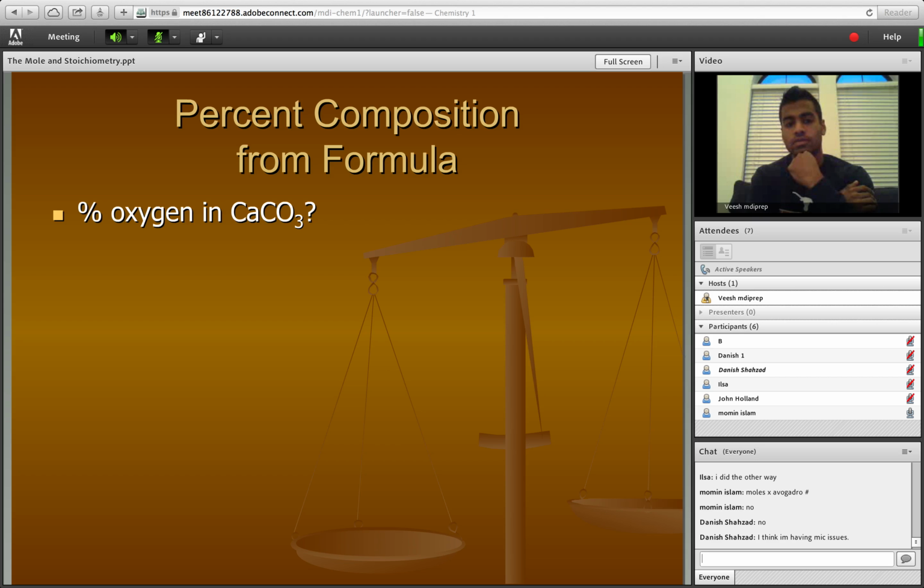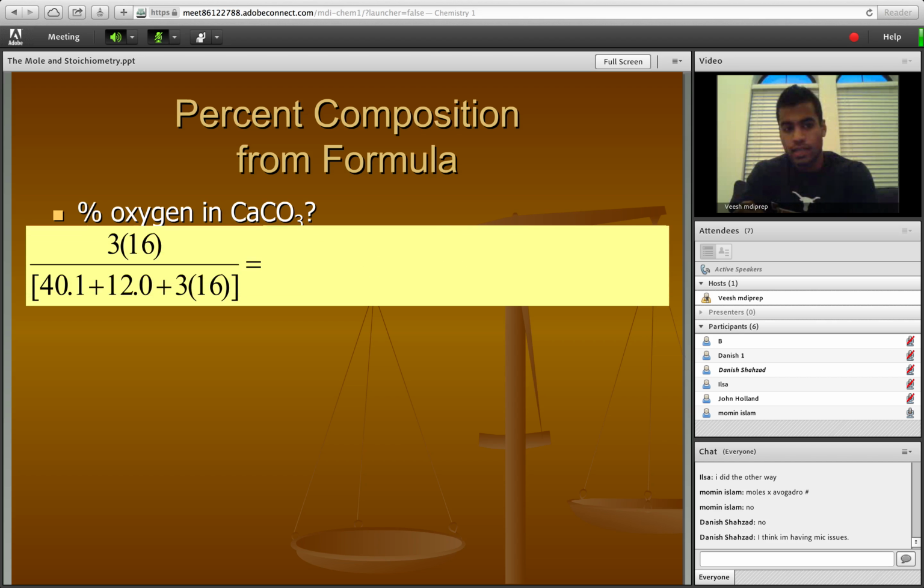Ca is 40 grams per mole. Carbon is 12 grams per mole. And oxygen is 16 grams per mole. Okay, 3 oxygens equals 48 over 40 plus 12 plus 48. Times 100% equals 48%. All right. That's exactly how you do it.